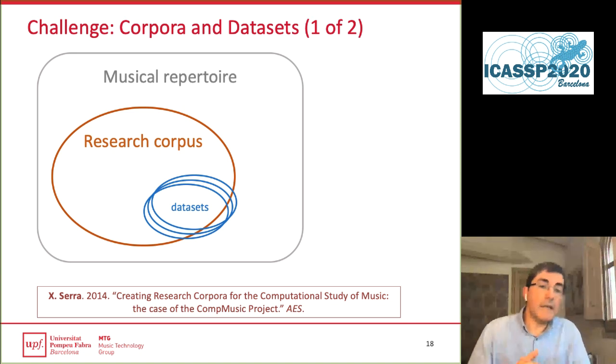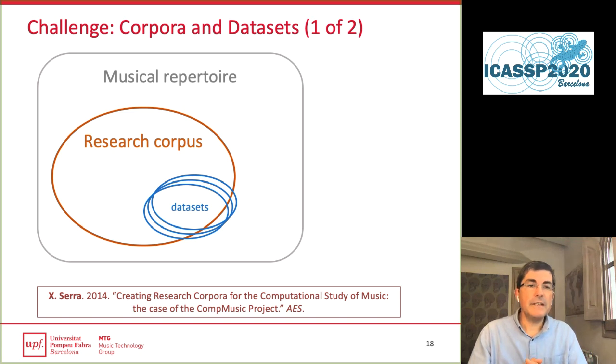A corpus, we normally refer to it as a collection of data that we use to study a phenomenon or to study a particular problem. But in the case of music, typically that might refer to a musical repertoire or a musical style. So we want this research corpus to reflect that music. Then a dataset is a sub-collection of that, something smaller with annotations that is really useful to run a particular experiment and to validate a particular model. So it's much more specific and targeted.